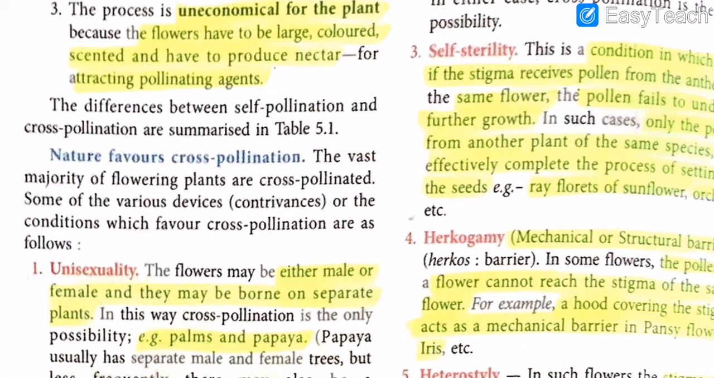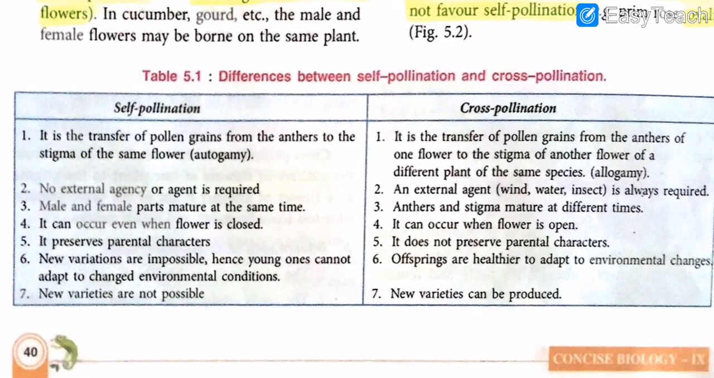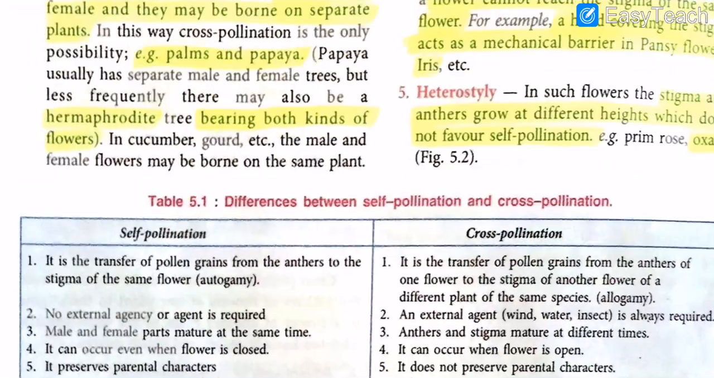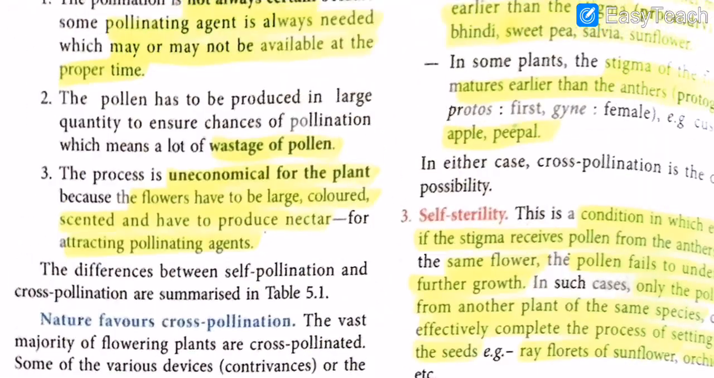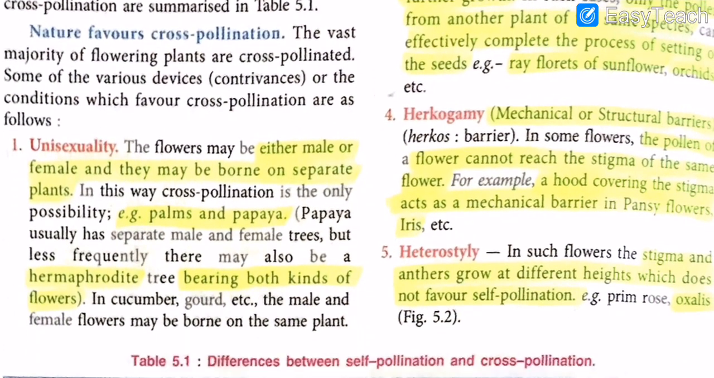Now the differences between self-pollination and cross-pollination are summarized right over here. You can go through it. It's very easy. Everything that we have learned in the form of a table. So it can be a short question because normally it does come, but I'd say just go through it, right?